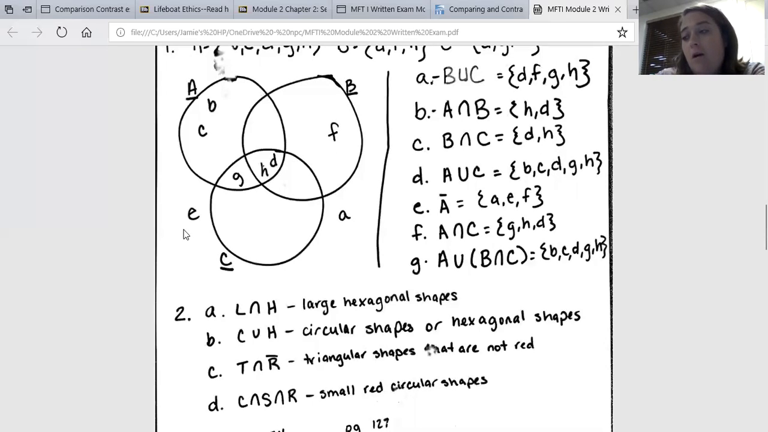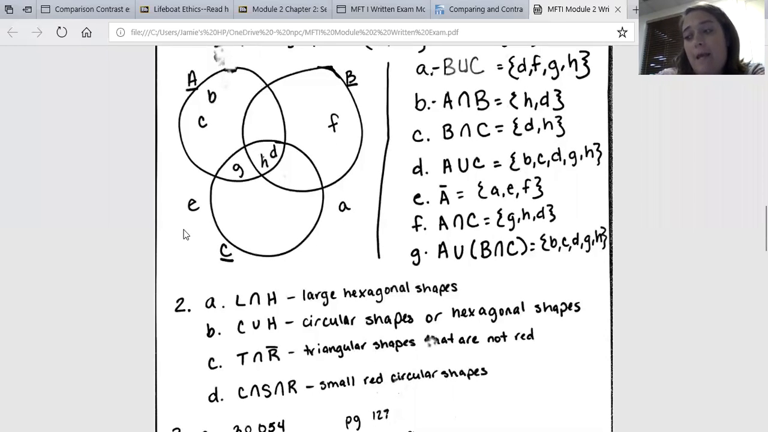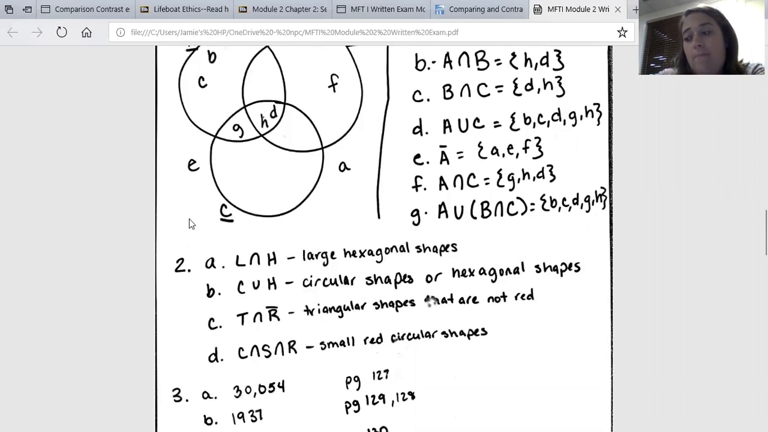And then on E, what is the complement of A? So everything that is not in A. So everything that's not in A is A, E, and F. And then in question F, again, we're being asked the intersection, what is in common with A and C, and that is G, H, and D.